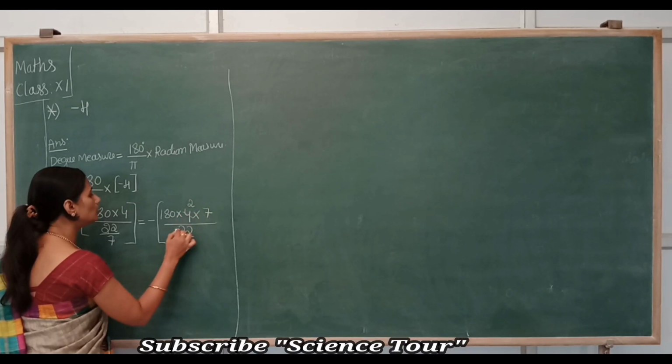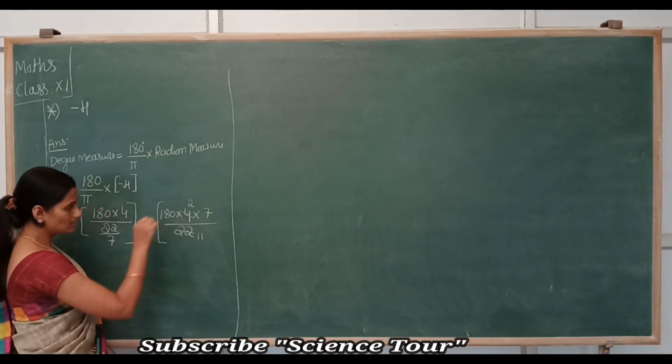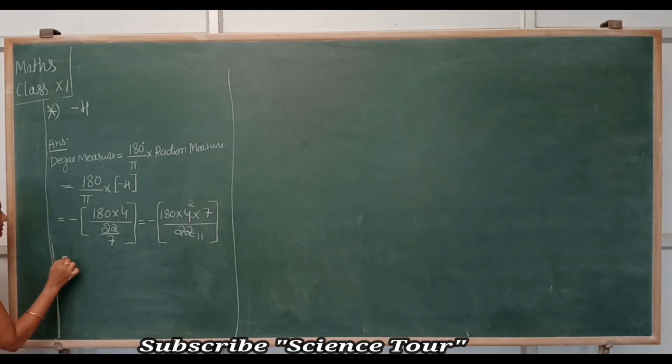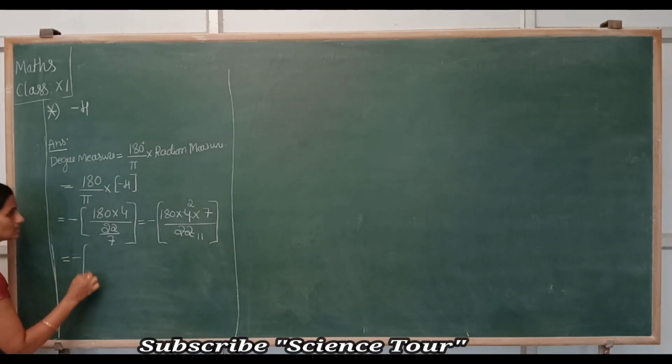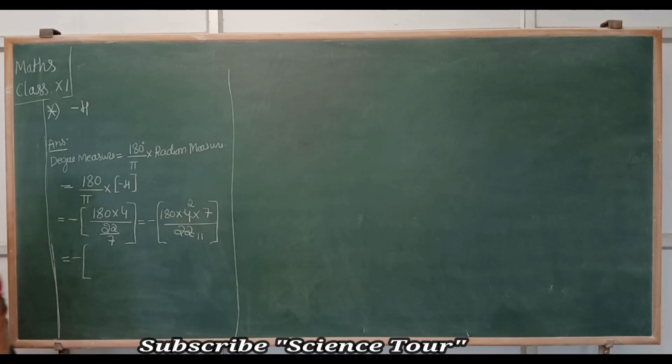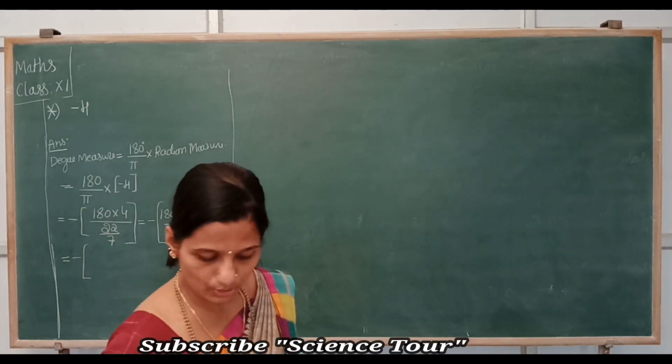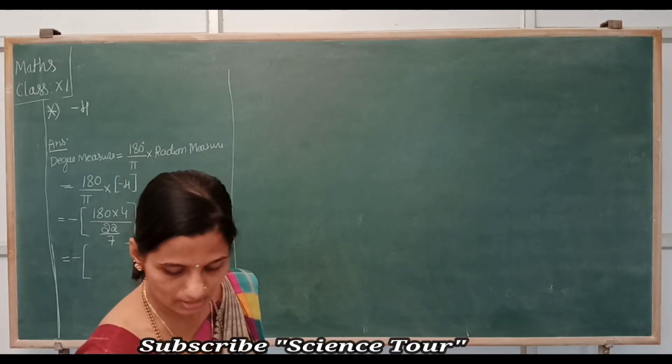2 2s are, 2 11s are. Is it possible to simplify this further? No, this is not possible. So that is equal to minus. Now simplification: 180 into 2 into 7. 180 into 2 into 7. Use a calculator and get your answer.